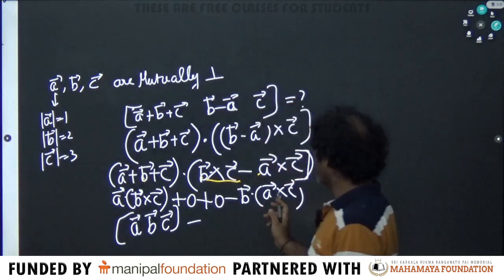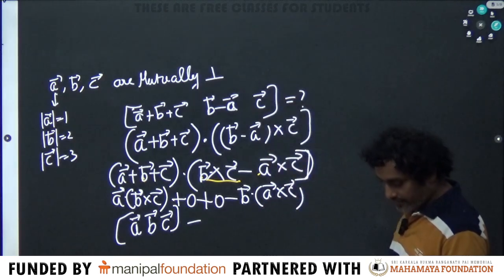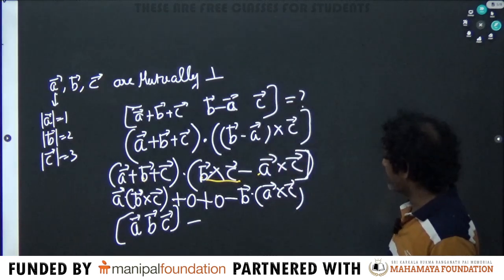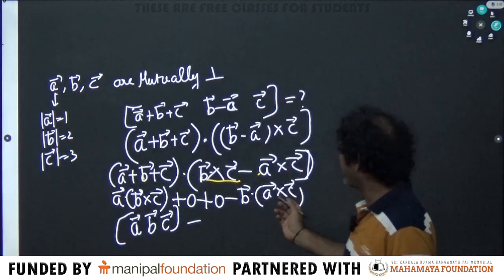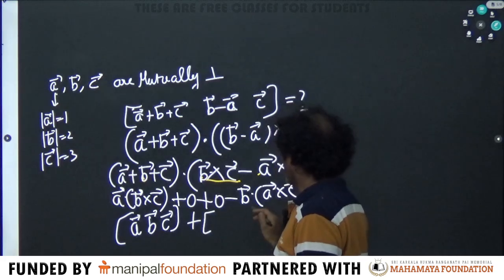And look at this, A cross C. If you interchange, no, it will become plus only.